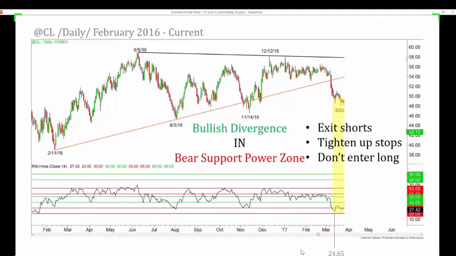So I'm telling you with these zones, don't enter long when you have a bullish divergence in the bear support zone, because it's usually just not worth the effort unless your whole point in your strategy is to scalp. Well, then that's something else.